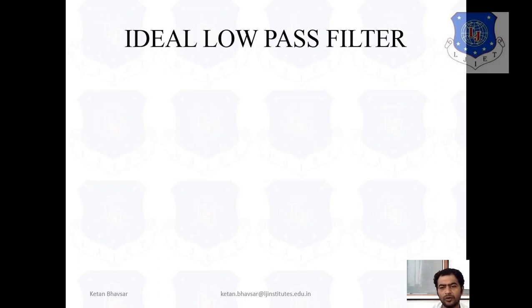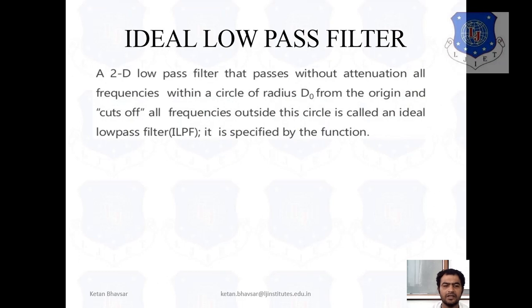Now we talk about the ideal low pass filter. A 2D low pass filter that passes without attenuation all frequencies within a circle of radius d0 from the origin and cuts off all frequencies outside the circle is called an ideal low pass filter. As we already saw in one particular diagram, we can see the circles, and it eliminates all the content and allows only specific content.